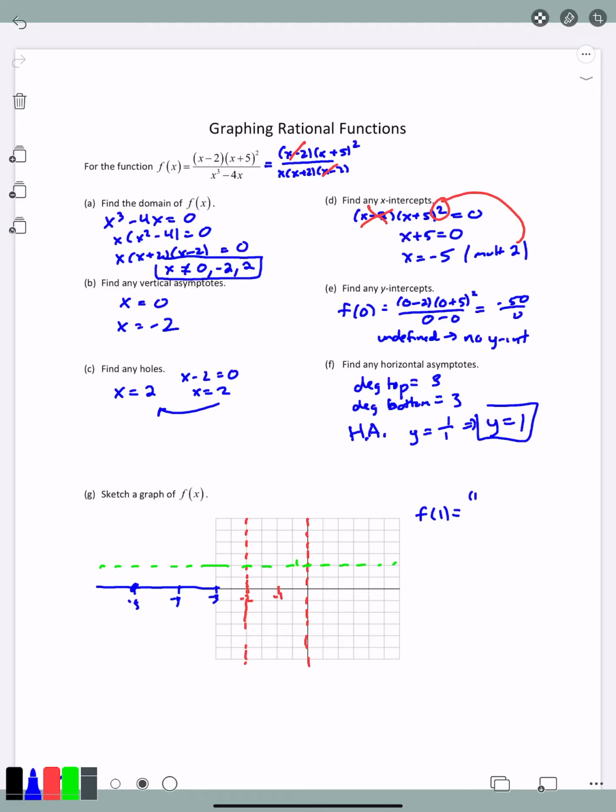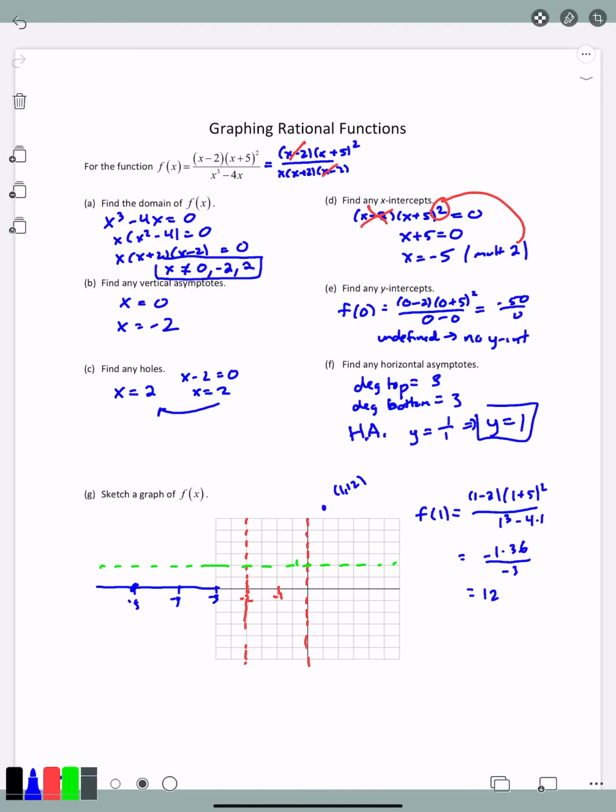So I would have (1 minus 2) times (1 plus 5) squared over 1 cubed minus 4 times 1. That's going to be negative 1 times 36 over negative 3, which is going to be positive 12. So it's getting really high up here. This is going to be up here at 1 comma 12. And I claim that this one point is going to be enough to draw the whole graph.